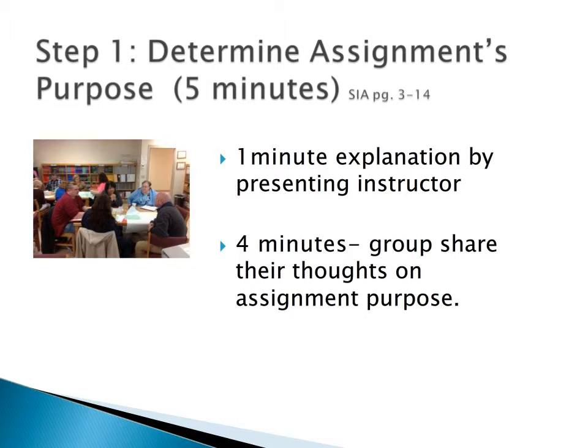Remind the presenting instructor to become a listener for the remainder of the step to allow others to share their thoughts on the purpose of the assignment. This is a good point to remind team members to take the assignment at face value. They should not ascribe to it purposes that are not evident.